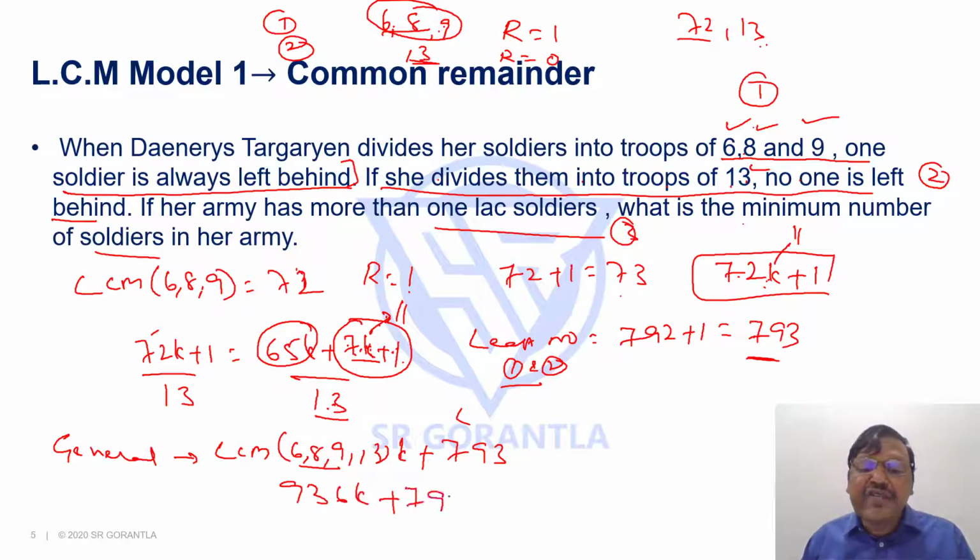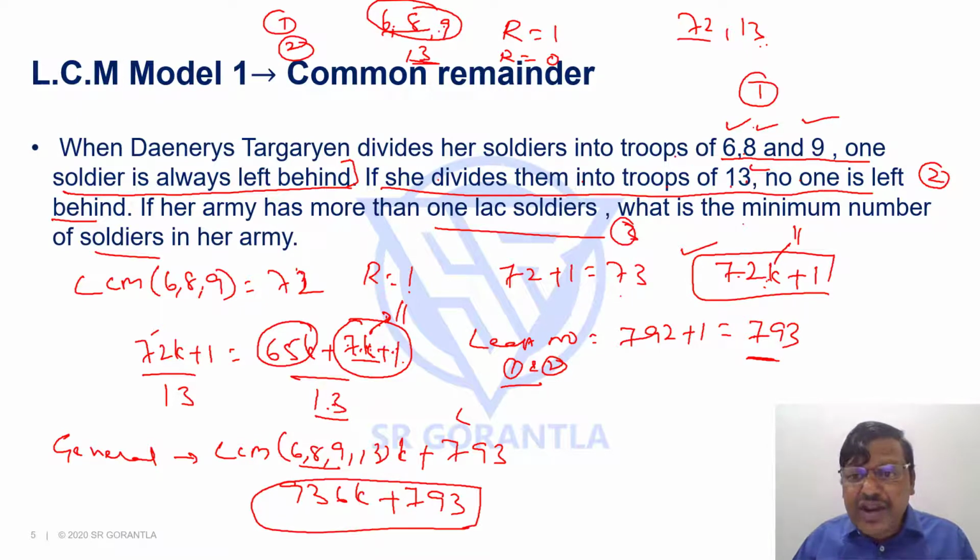936k plus 793 is the general form of the number. Like I wrote the general form of the number for condition 1, I am writing now the general form of the number for the two conditions like this. So 936k plus 793 means the number when divided by 936 gives you a remainder of 793.